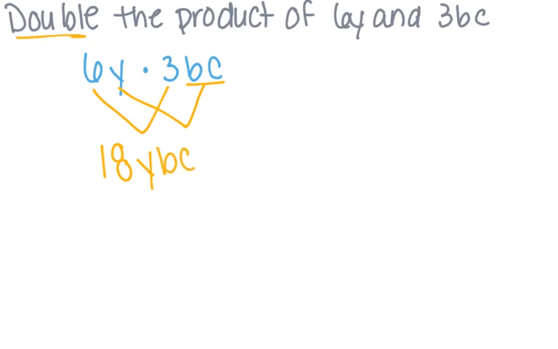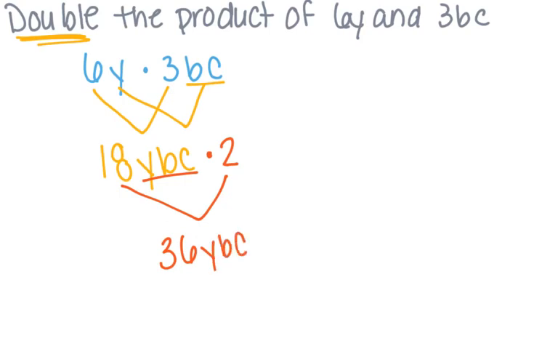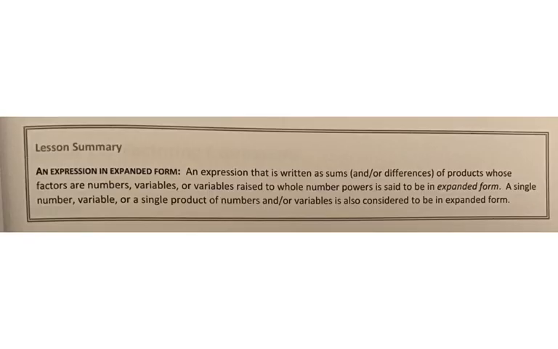But now we have to double the product. So we're going to take this and we are going to multiply it by 2. So 18 times 2 is 36. This YBC stays exactly the same. So our final answer is going to be 36YBC.